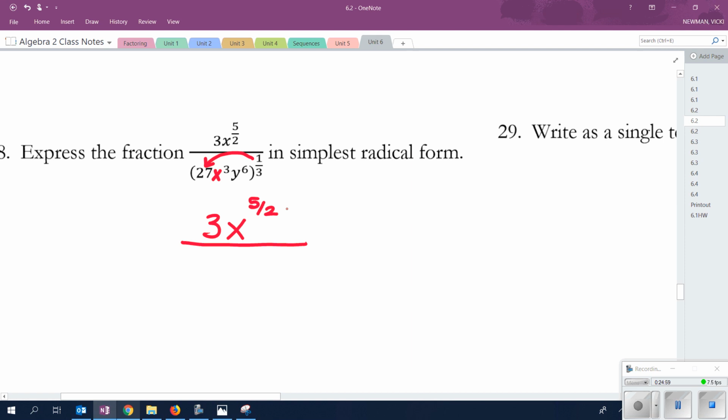What does it tell you? 3. What do you do with the exponents here? X cubed to the 1/3. What do you do with those numbers? Multiply. What's 3 times 1/3? 1. Y to the 6th to the 1/3? 2.